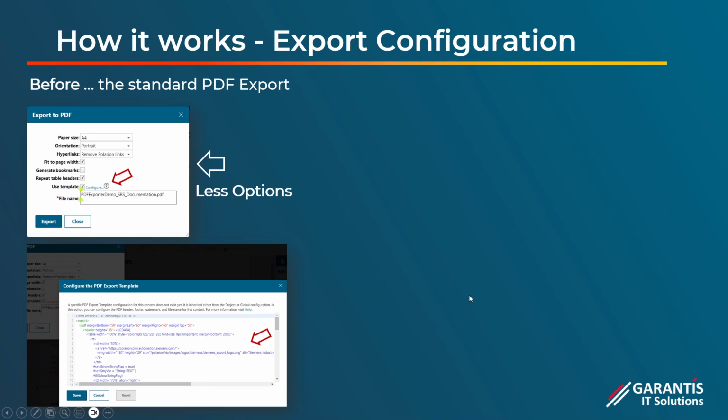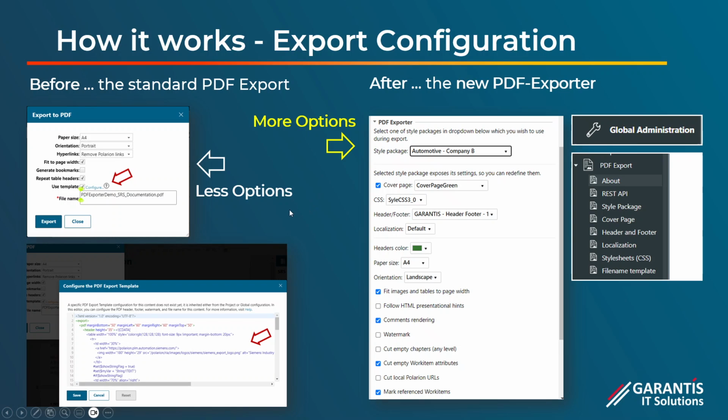So how does it work and what are the export configurations? Before this plugin you would use standard PDF export. It has fewer options. You can choose paper size and orientation for the complete document. You can fit size to page, generate bookmarks, repeat table headers, and you can use a special template for headers and footers. Now with the new PDF exporter you have many more options.